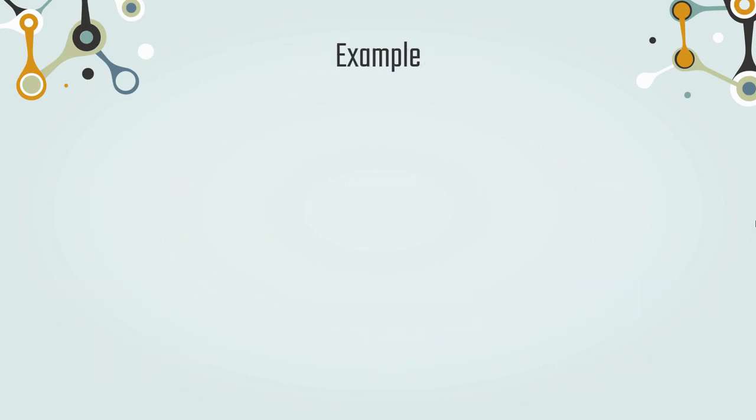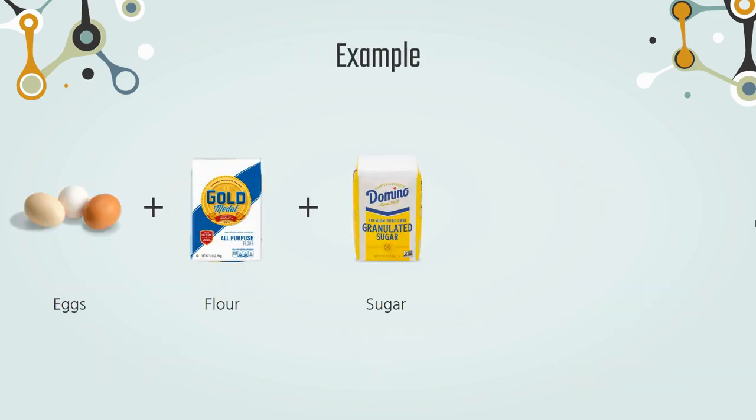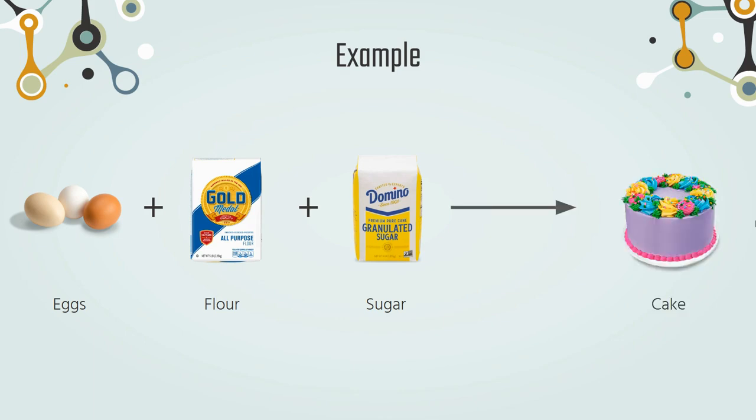An example in real life would be if we start with ingredients, our reactants, such as eggs, flour, and sugar. Say we're baking something. If we combine those reactants, they will become a product such as cake. So this is analogous to what we see in chemistry. We take our reactants, we put them together, we give them some kind of heat usually, and they become a product.